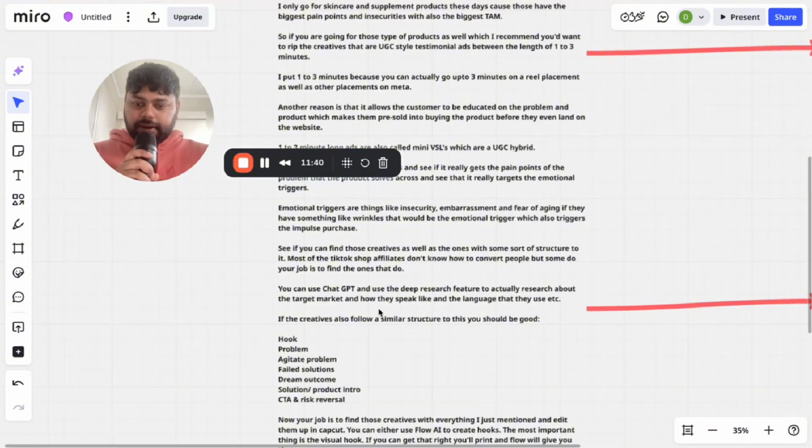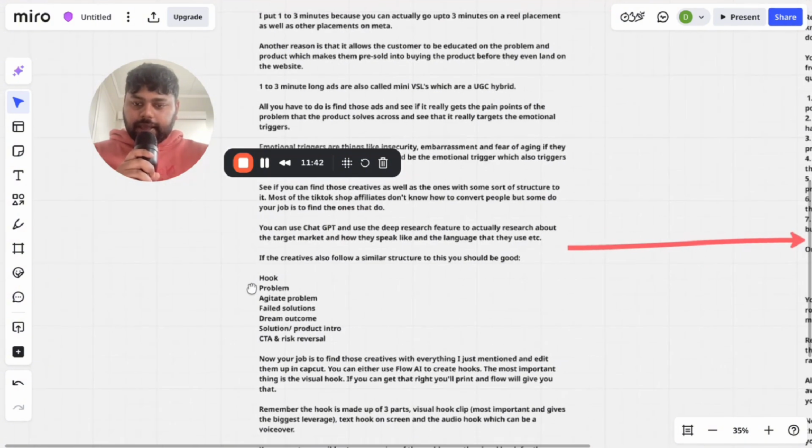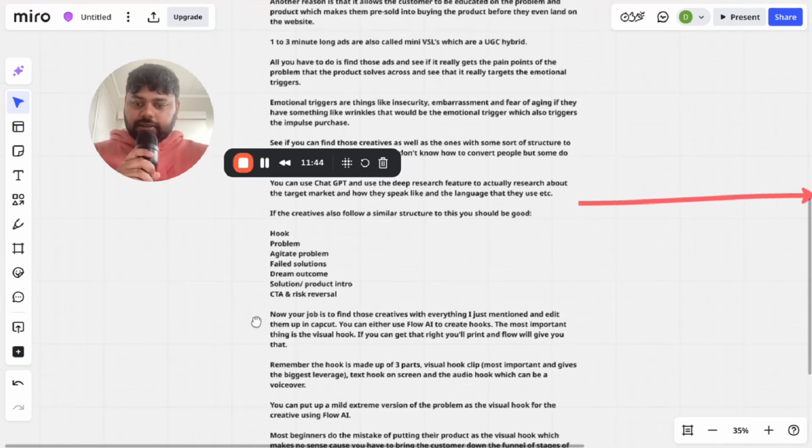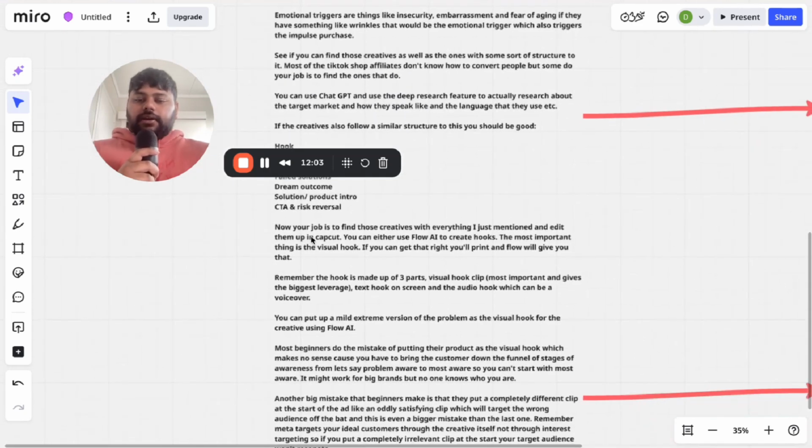See if you can find creatives with the structure. This structure is tried and tested, right? This will convert people on cold traffic right here. So if the video follows this up to a certain extent, you can rip it, right? Now your job is to find those creatives with everything that I just mentioned and edit them up in CapCut.